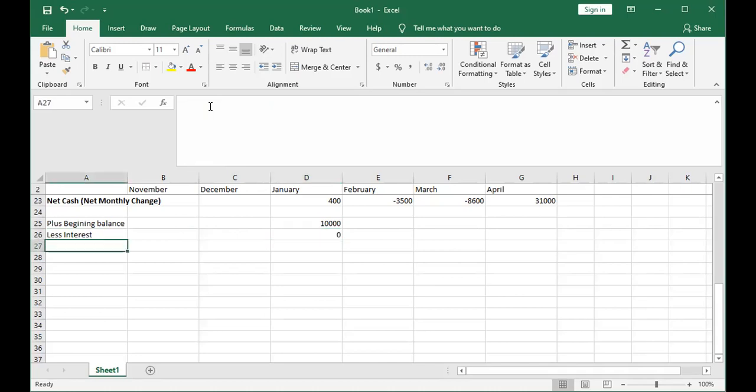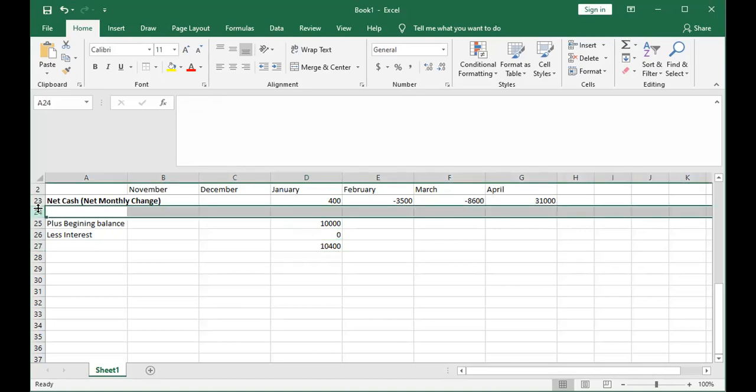Okay, so then you will get the amount. 10,000 minus 0 is still 10,000. Sorry, it's not 10,000, it is 10,400, because it is 10,000 plus the net cash. So the net cash plus the beginning balance minus interest. It is here like this.